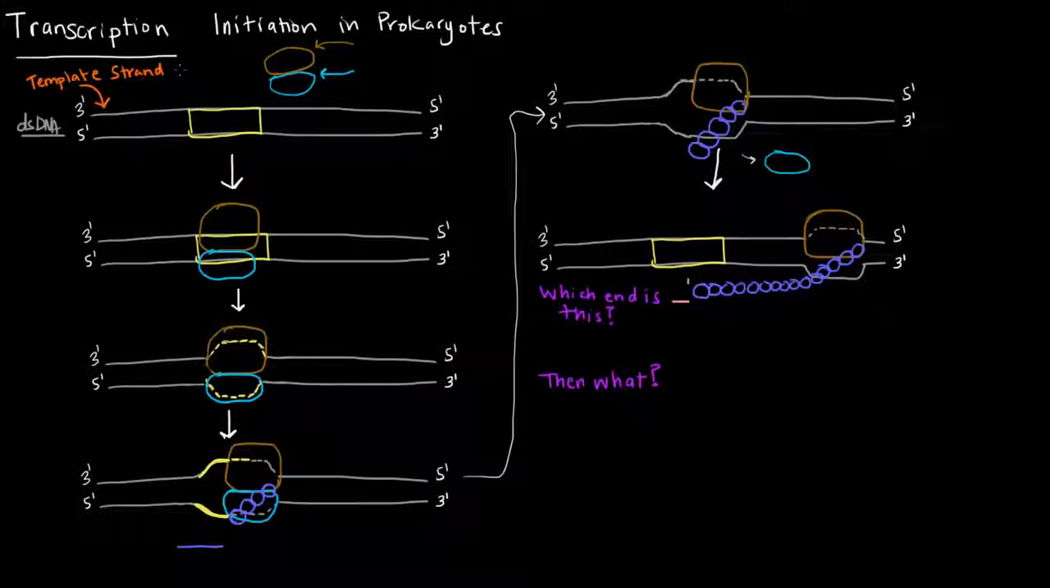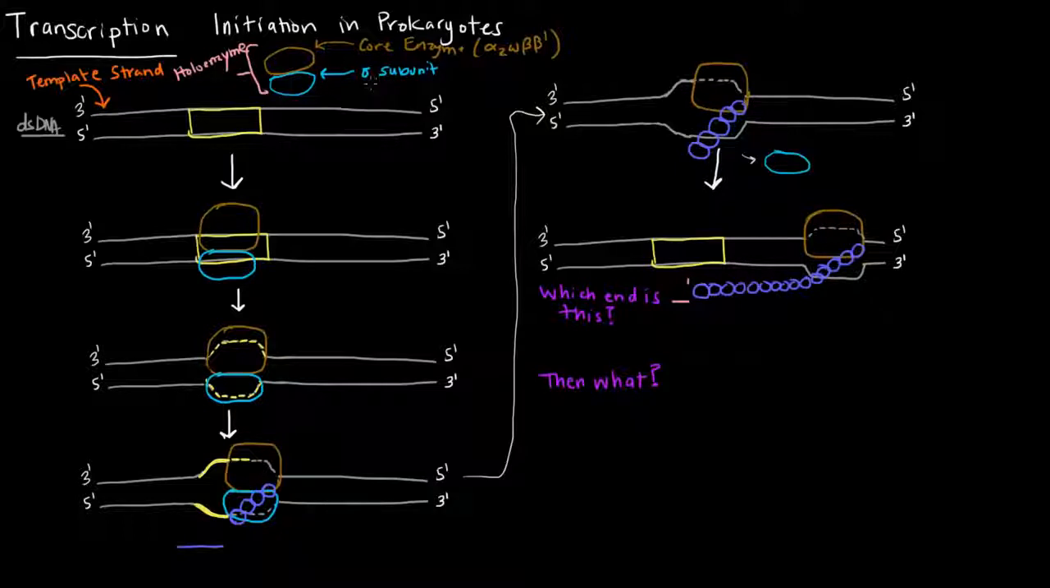Now this up here is going to be the holoenzyme. And if you recall, the holoenzyme is made up of the core enzyme, which, if you recall, has 2 alpha subunits, an omega subunit, a beta subunit, and a beta prime subunit. And the blue portion here is the sigma subunit that's specific to particular genes.